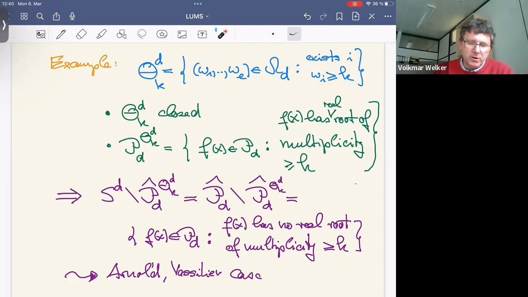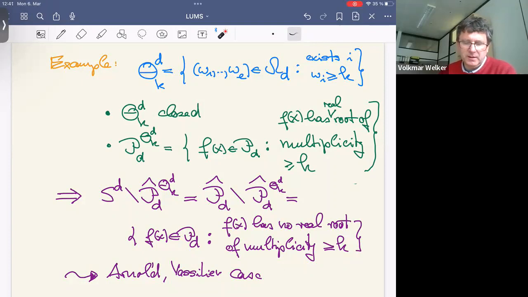So our corresponding space PD theta KD consists of all polynomials which have a real root of multiplicity greater or equal to k. Okay, so this is not really what Arnold and Vasiliev want to look at, but we want to look at the complement of the one-point compactification of this space inside the one-point compactification of all polynomials inside the sphere.